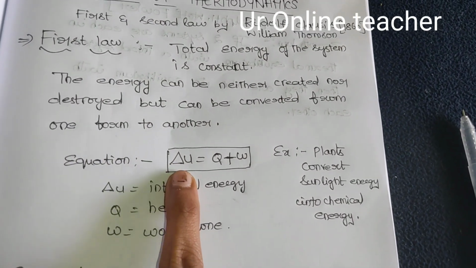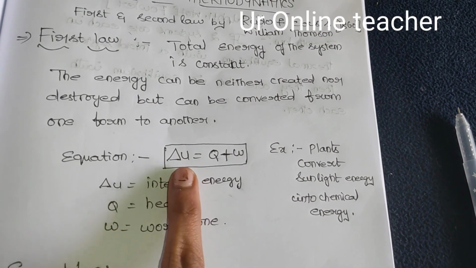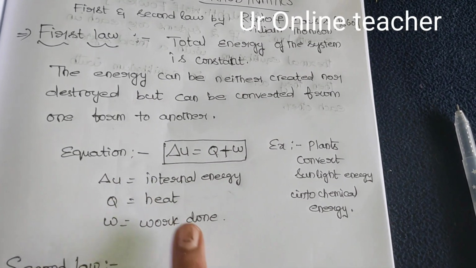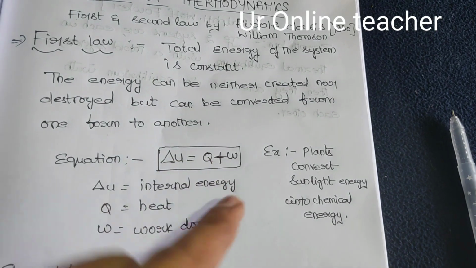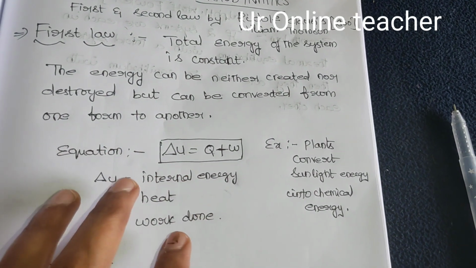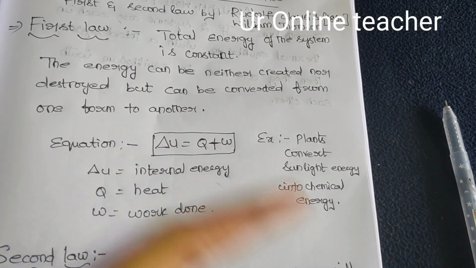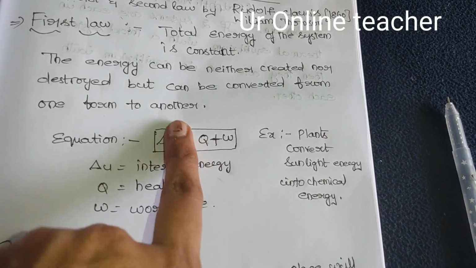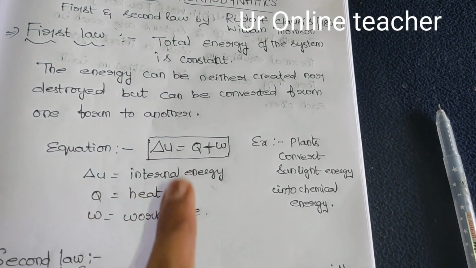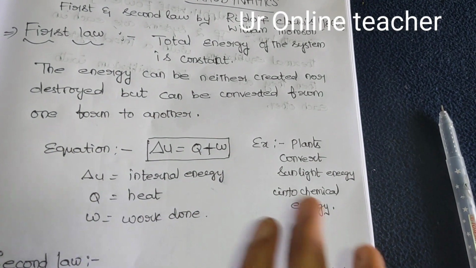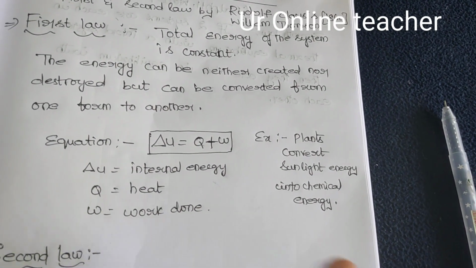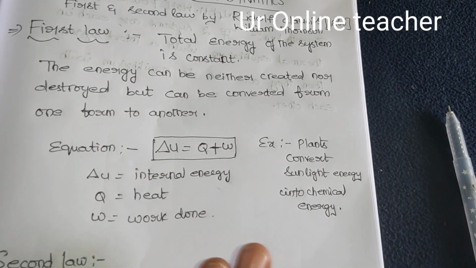So delta U, the internal energy, is equal to heat plus work done. Some of the energy is used for work and the other is used as heat, but the total energy will be the same. It will just be converted into heat and mechanical energy. So the energy will remain constant.